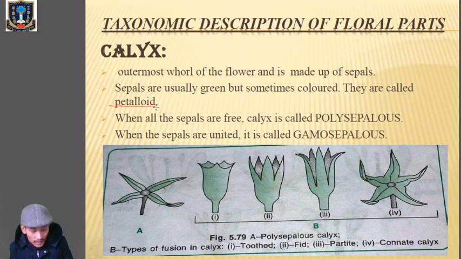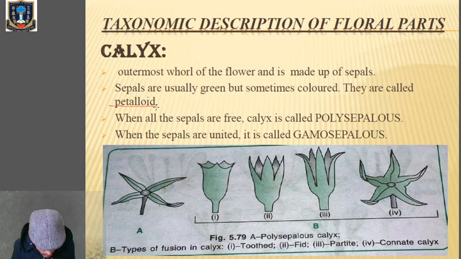P-E-T-A-L-O-I-D. Clear? Now, the most important terms that you have to remember are polysepalous and gamosepalous. What do you mean by polysepalous and gamosepalous? When all the sepals are free, you can look in the diagram also, you can see the structure of a calyx or sepals. When all the sepals are free, when they are not united, that means when they are not joined with one another, when they are free from one another.